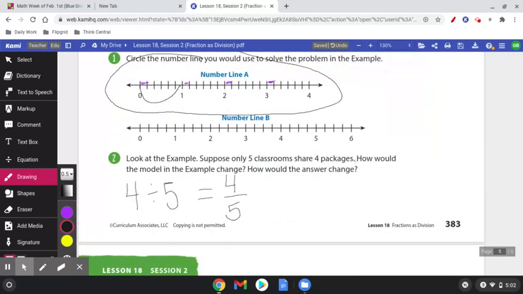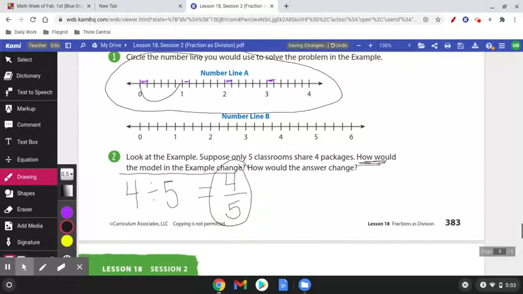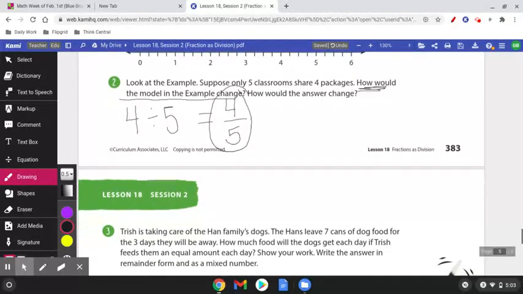How would the model in the example change? Each whole, each package, would be divided into 5 parts, not 6. And then how would the answer change? The answer is now 4/5 instead of 4/6. So make sure you answer that.